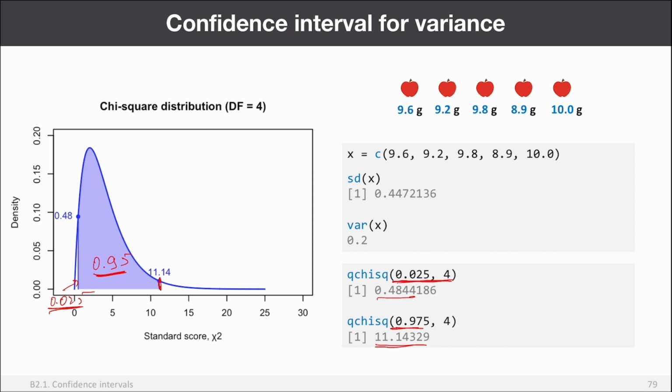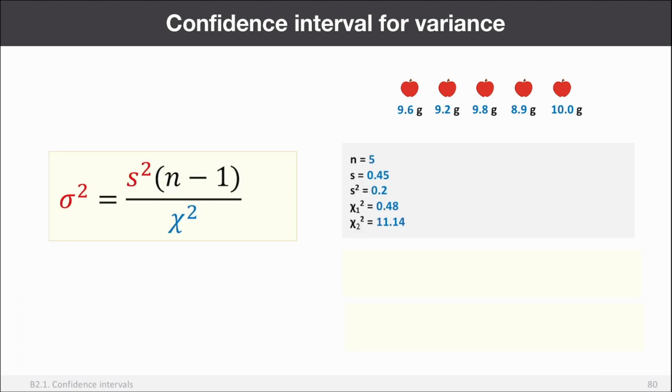And now we can use this knowledge to compute confidence interval, right? So we know that the variance of your population can be computed by taking variance of your sample, multiplying by n minus 1, and then dividing by these critical chi-square values that we just computed. So these are the computed critical chi-square values for left and right boundary. These are statistics that we need.